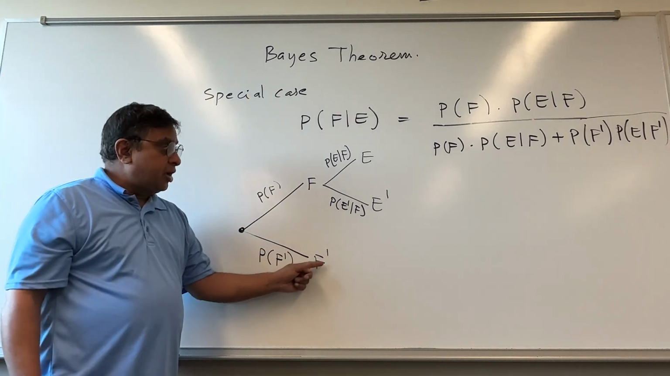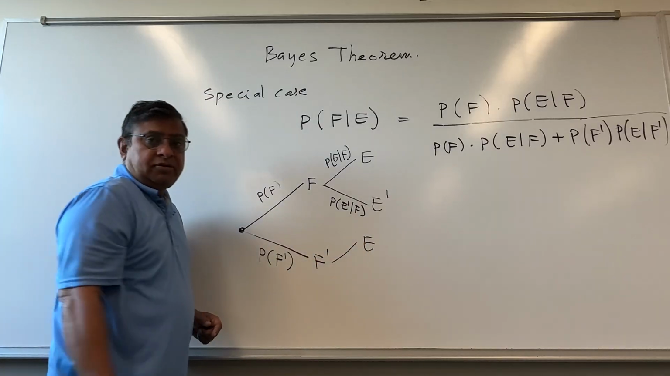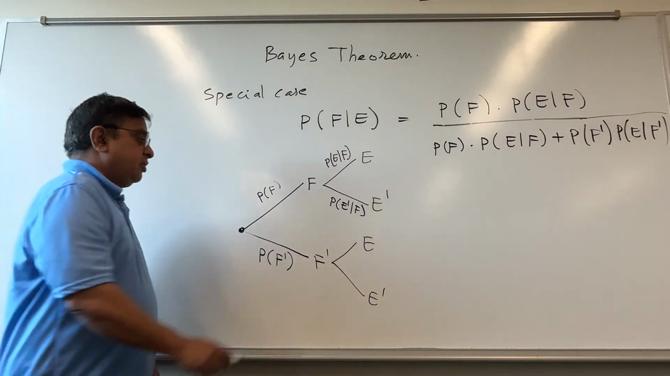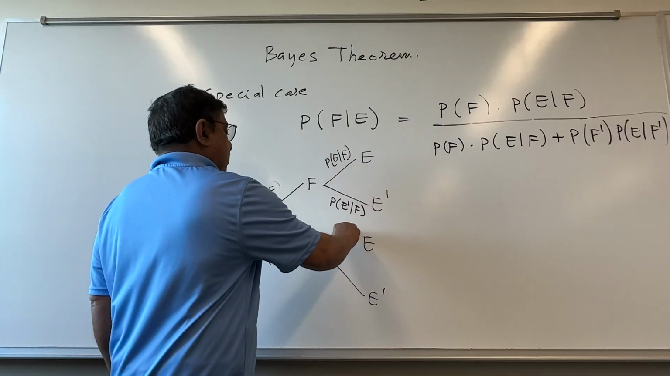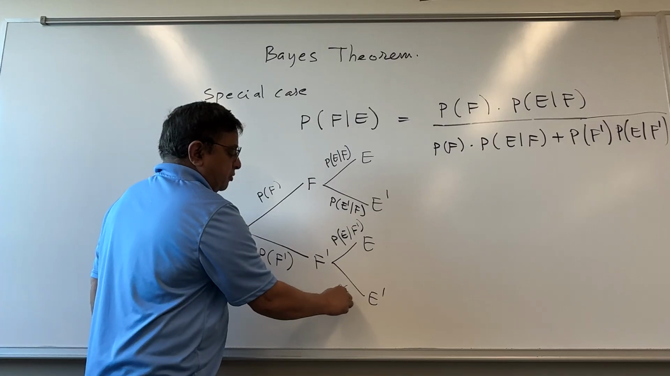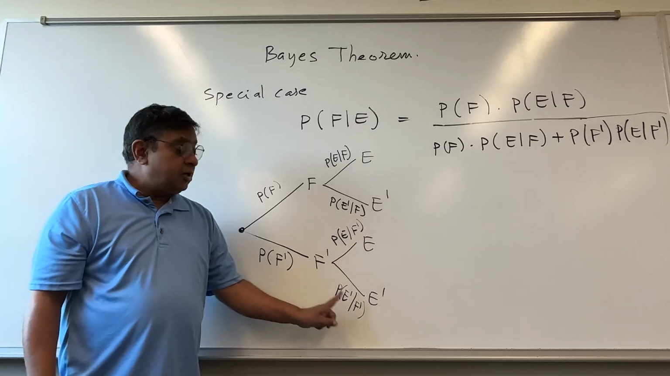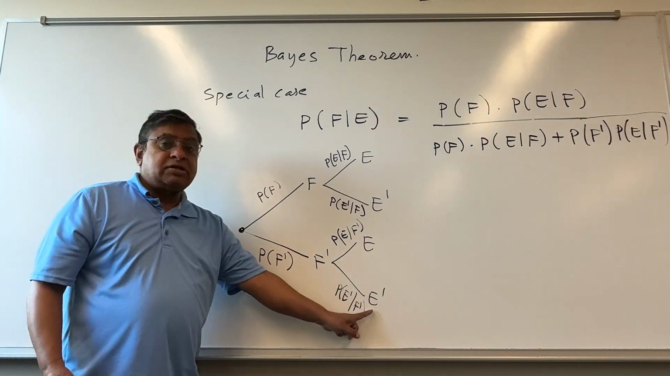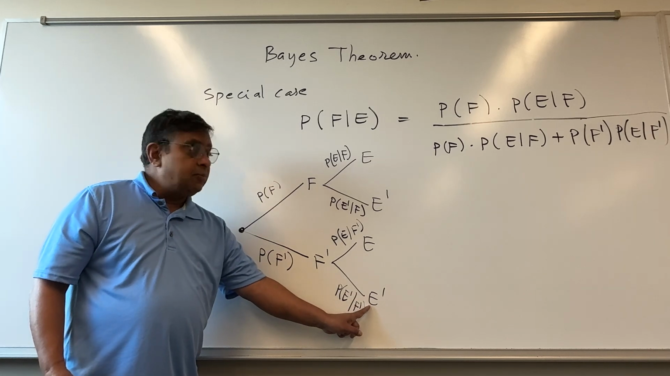Likewise, if you follow this branch, following F prime, E might happen, or the opposite of E might happen. That's E prime. So this probability is the conditional probability, E given F prime, and this is the probability E prime given F prime. F prime appears at the end because F prime has already happened along this branch. And then what's the probability, given that F prime has happened, of the chances of E prime.